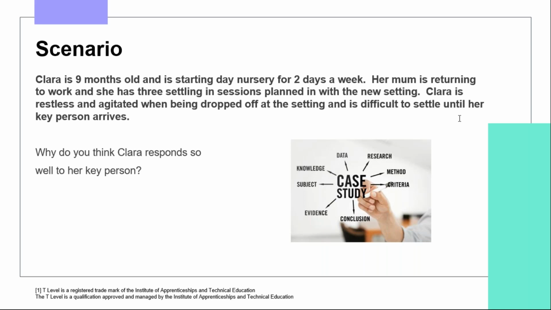The relationship with the key person, and that she feels comforted. So what is it that that key person might be doing that the other people aren't doing? How has that relationship been built? So Clara needs security, she needs comfort, she also needs empathy.